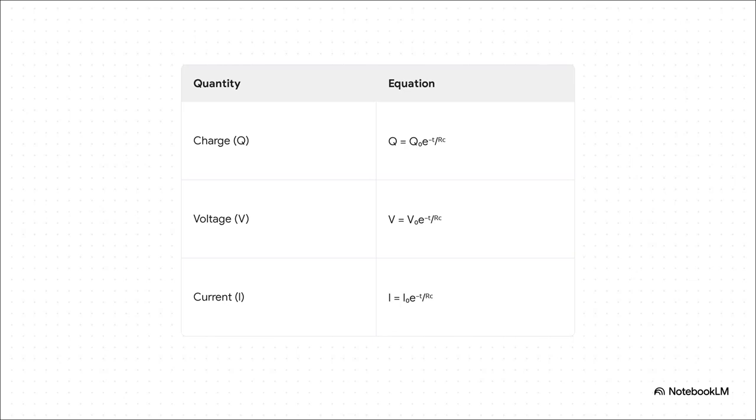And what's really cool is how consistent this is. It's not just the charge. The voltage and the current follow the exact same pattern. They all decay exponentially, and they all follow this same core equation. You take your starting value, that's what the little zero subscript means, and you multiply it by e raised to the power of negative t over RC. It's the universal formula for discharge.